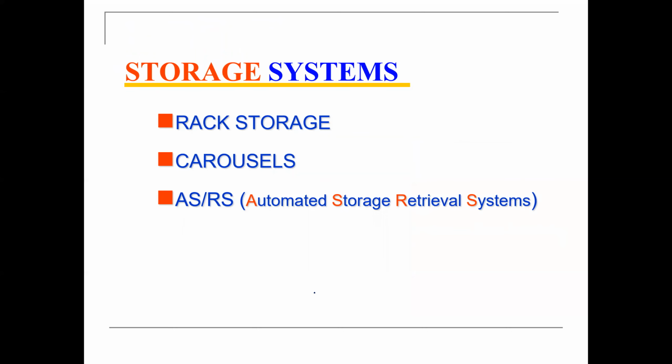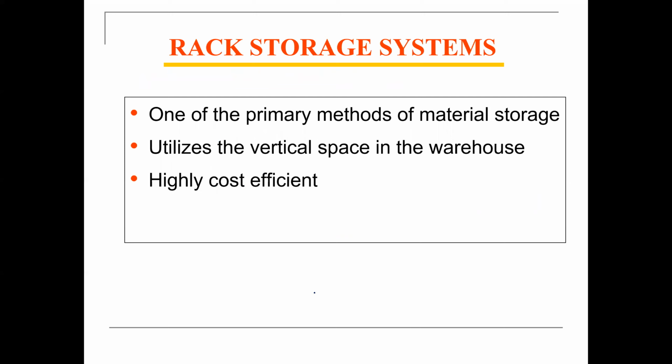Now, the last part of this lecture is on storage systems. So I'm just going to go through some of the technology available in terms of arranging items in a warehouse. Some of them include the rack storage, the carousels, and the ASRS, or automatic storage and retrieval systems. So rack storage systems, one of the primary methods of material storage, utilize the vertical space in the warehouse and are highly cost efficient.